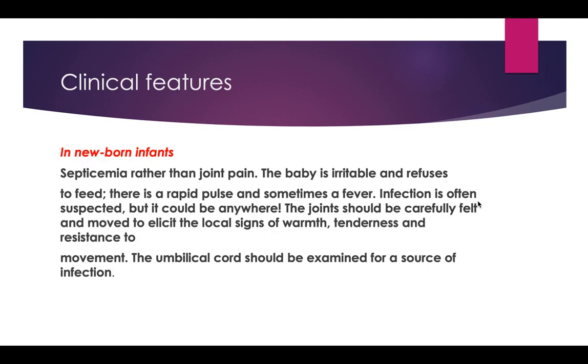The clinical features follow the same classification: newborn, children and adults. In the newborn, usually there is septicemia rather than joint pain. The baby is irritable and refuses to feed. The general rule in infants is that whenever you have good oral feeding, usually the disease is not so significant. Whenever the infant starts to be reluctant to feed, there is something serious. Keep this in mind whenever you are treating an infant.